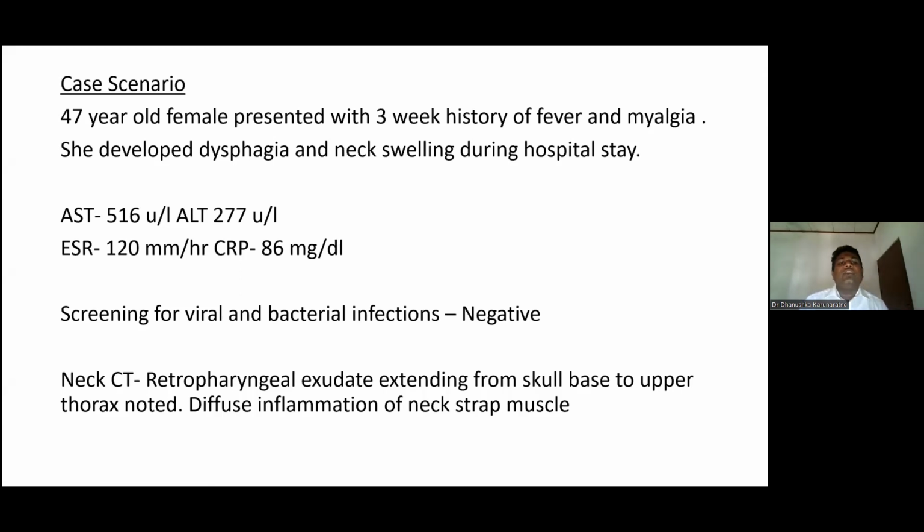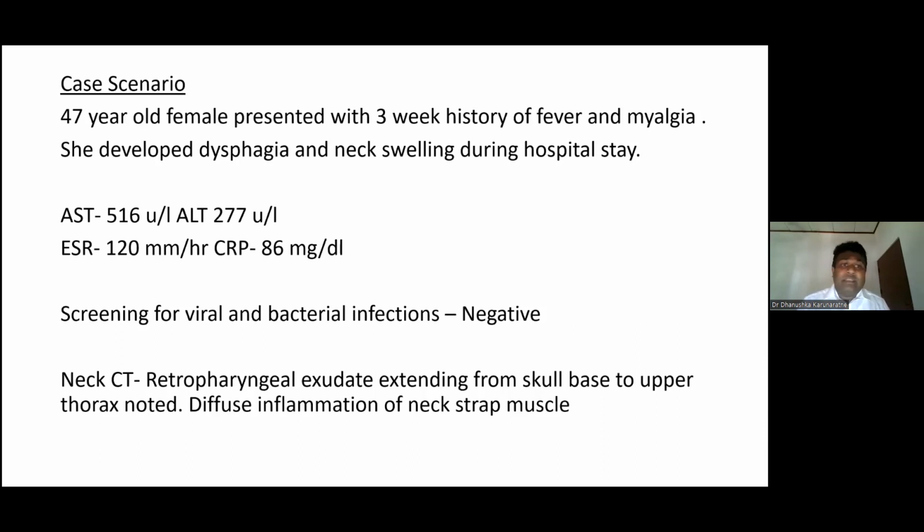It was a 47-year-old female who presented with a 3-week history of prodromal symptoms and fever, including myalgia. But since admission, she rapidly developed severe neck swelling and dysphagia. Hence, she was transferred to the ENT ward. Initially, it was thought to be infective in origin.